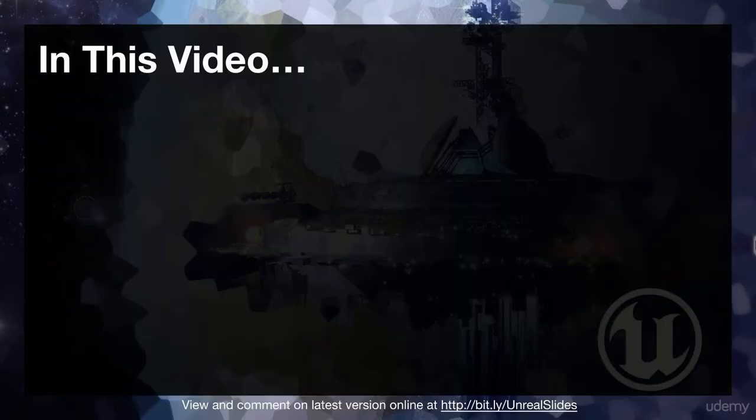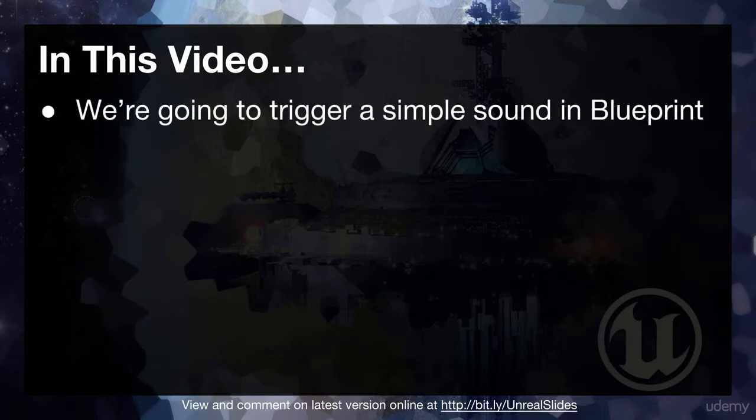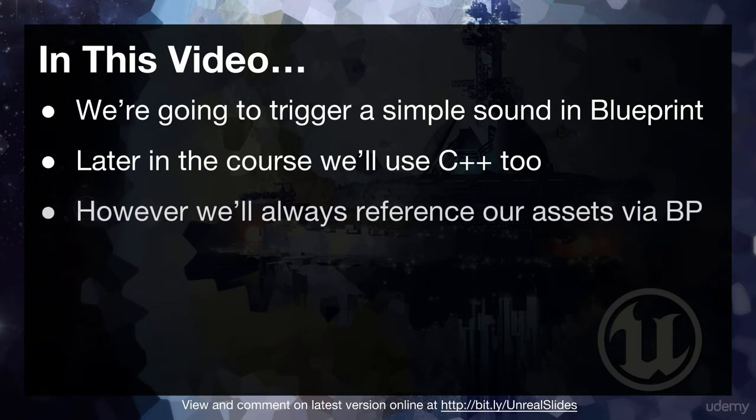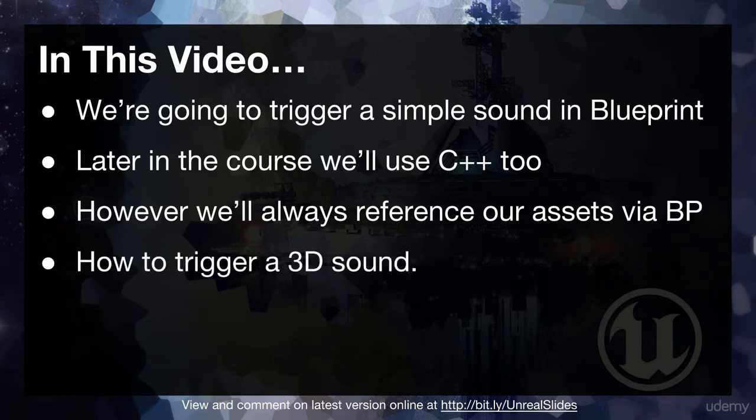So welcome to Sound Effects and Audio Clips. In this video, we're going to trigger a simple sound in Blueprint. Later in the course, we'll use C++ as well. However, we'll always reference our assets via Blueprint so that we're not hard coding them into the code, so we can rename them basically. We'll be showing you how to trigger a 3D sound.